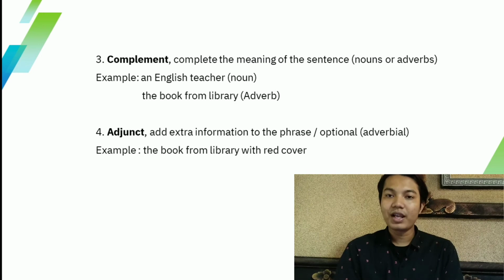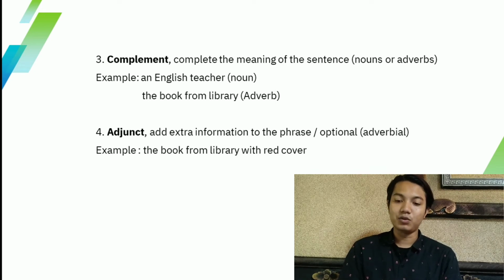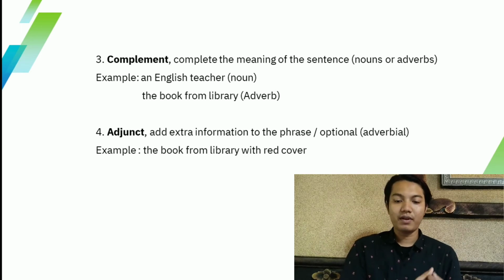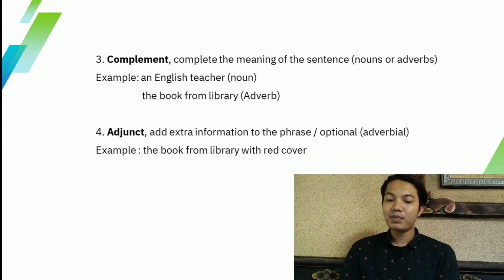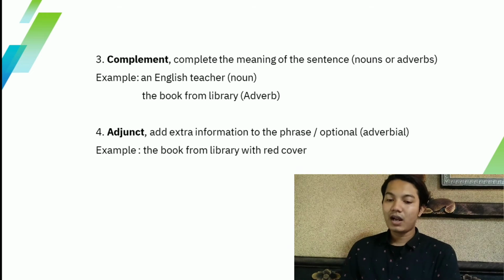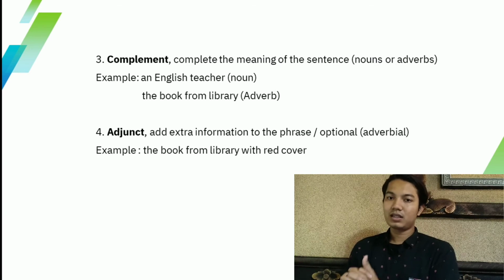And the last component is adjunct. The function of adjunct is to add extra information to the phrase. Adjunct is optional and commonly in the form of adverbial. The example of adjunct is book from library with red cover. With red cover is an additional information of the phrase, so we can call it adjunct.